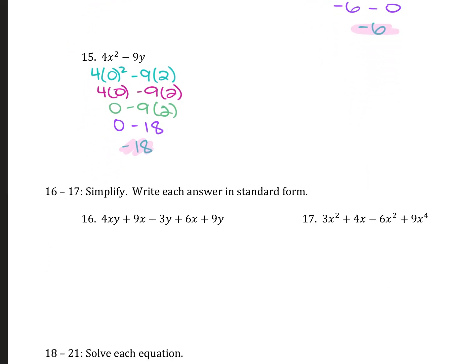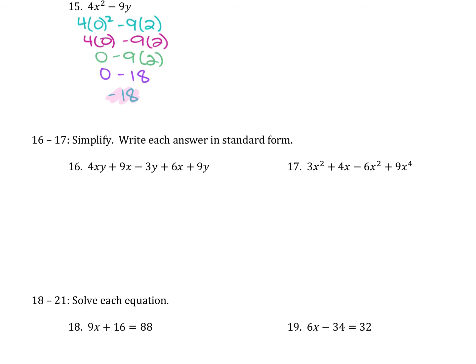For 16 and 17, we're simplifying, so we're just combining like terms with these. So for 16, we have 4xy plus 9x minus 3y plus 6x plus 9y. With these, I like to start from the left and go to the right and simplify by combining like terms. Remember, with your like terms, they have to have the same exact letter and the same exact power in order for them to be like terms. Same variable, same exponent to be like terms. From there, put it in standard form. So it should go from highest power to lowest power from left to right.